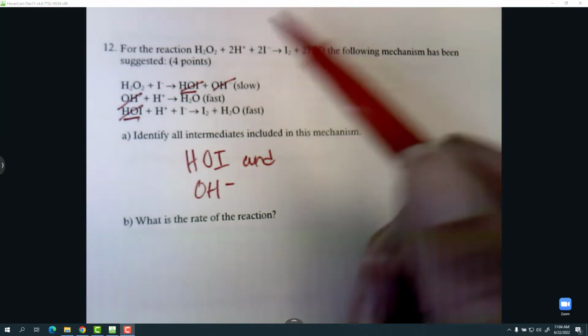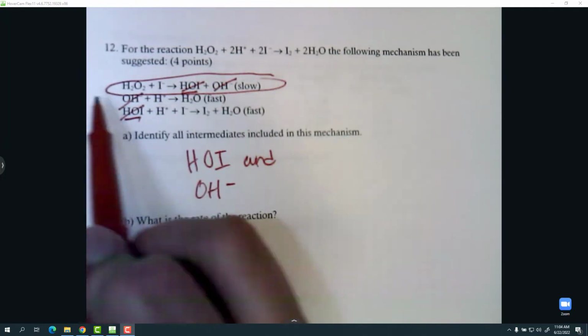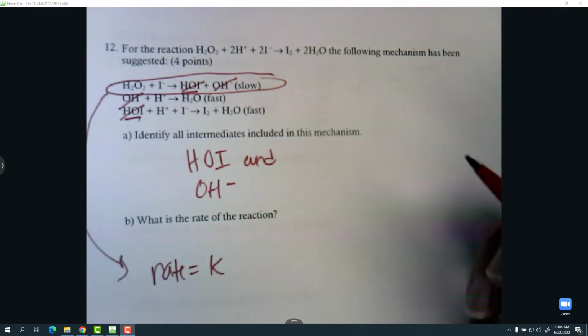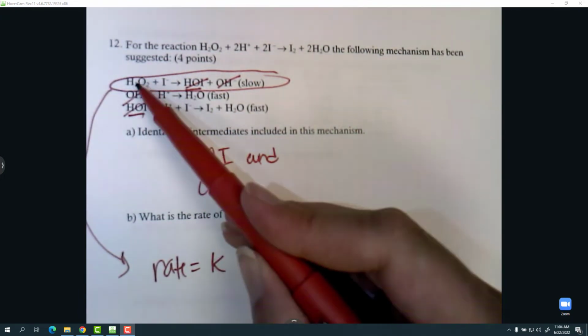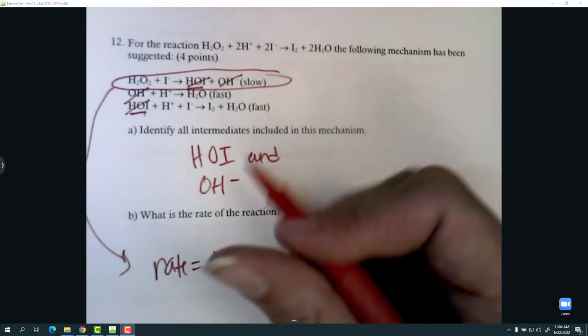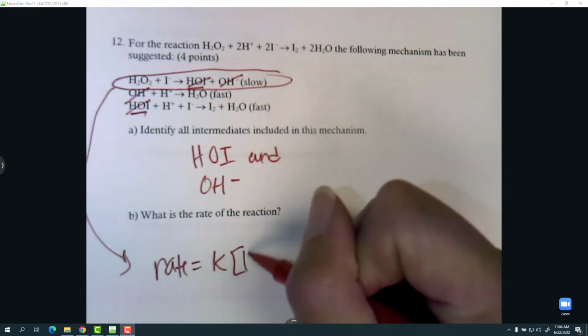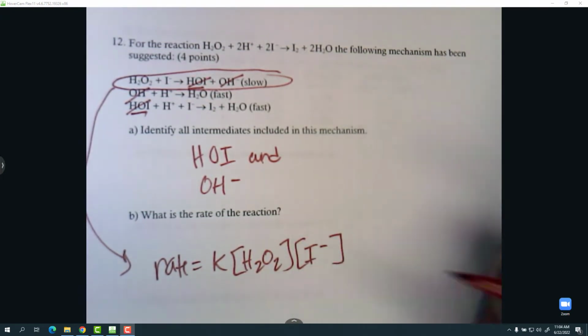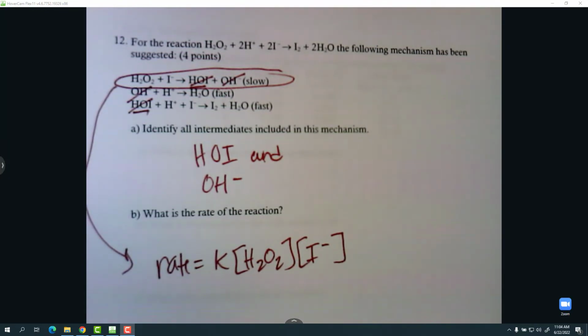For the rate of the reaction, I just look to the slow step only, and I write the rate. Rate equals K times the reactants, however many of them there are. So that's an elementary step. I can go straight to a rate from that, as long as it's a slow step. So that's page 3.